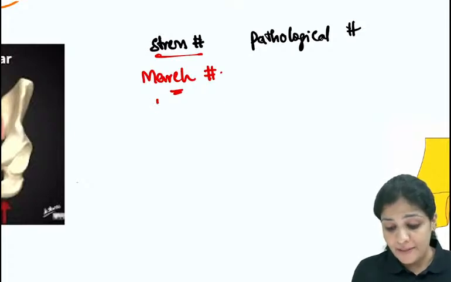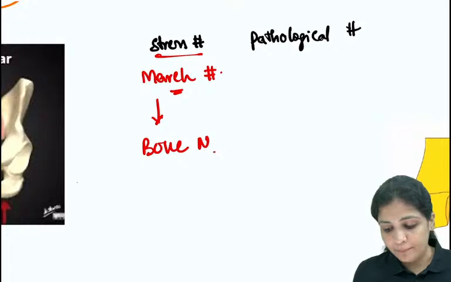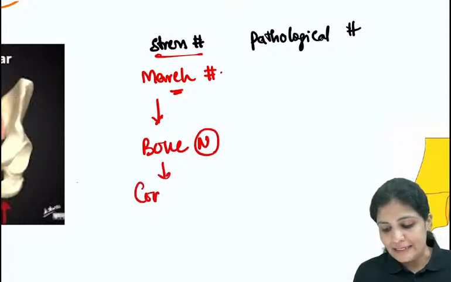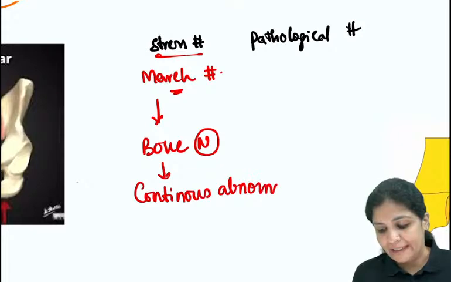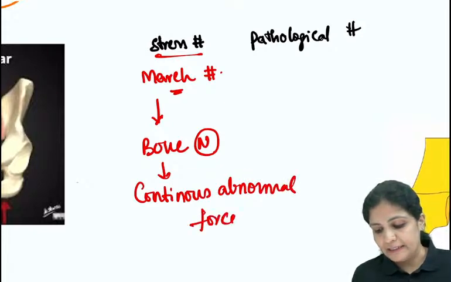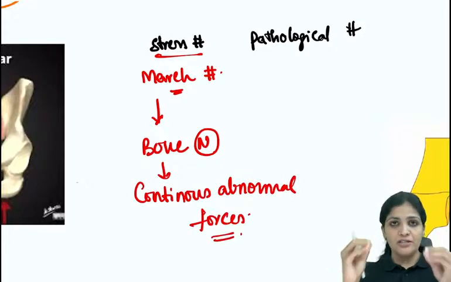So here what happens is, in a stress fracture, the bone is normal and there are continuous abnormal forces acting, which result in the fracture. So the bone is normal.